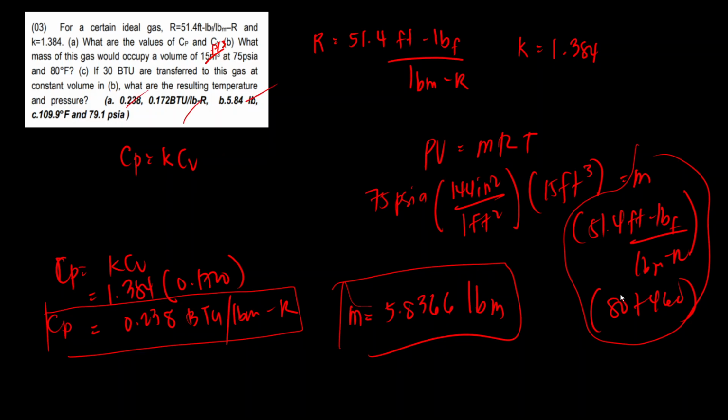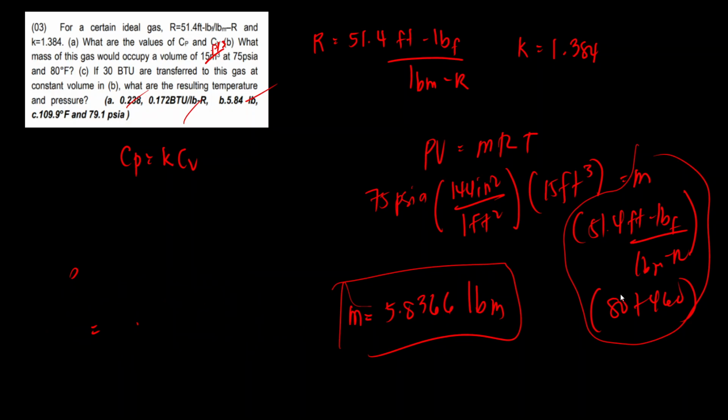Next, if 30 BTU are transferred to this gas at constant volume, what are the resulting temperature and pressure? Okay, if 30 BTU are transferred to this gas at constant volume, okay, so ibig sabihin meron tayong Q.